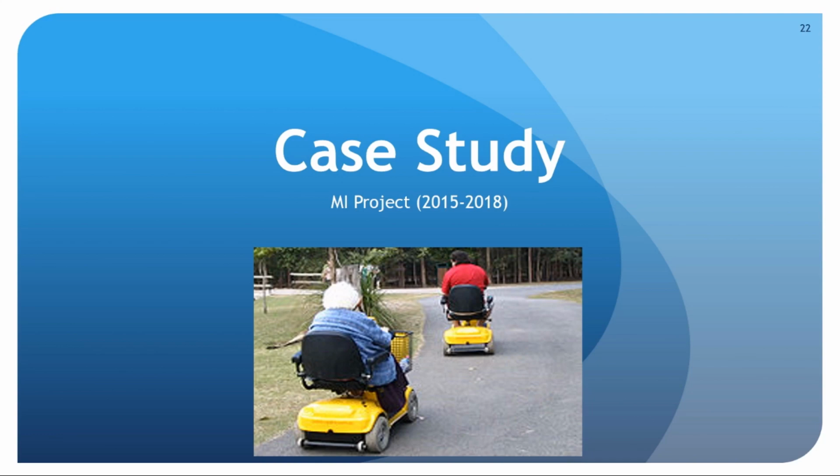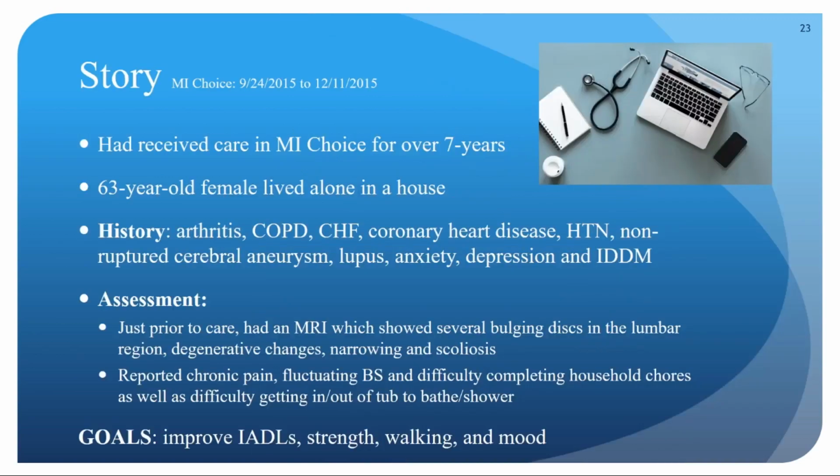So here's a case study of a real-life My Choice participant who received the model of care in our pilot study. This participant had been in the My Choice program for 8 years, was an 83-year-old female who lived alone in a house. She had a history of arthritis, COPD, CHF, coronary artery disease, hypertension, non-ruptured cerebral aneurysm, lupus, anxiety, depression, and diabetes. Just prior to this care, she had an MRI which showed she had several bulging discs in the lumbar region, degenerative changes, narrowing, and scoliosis.